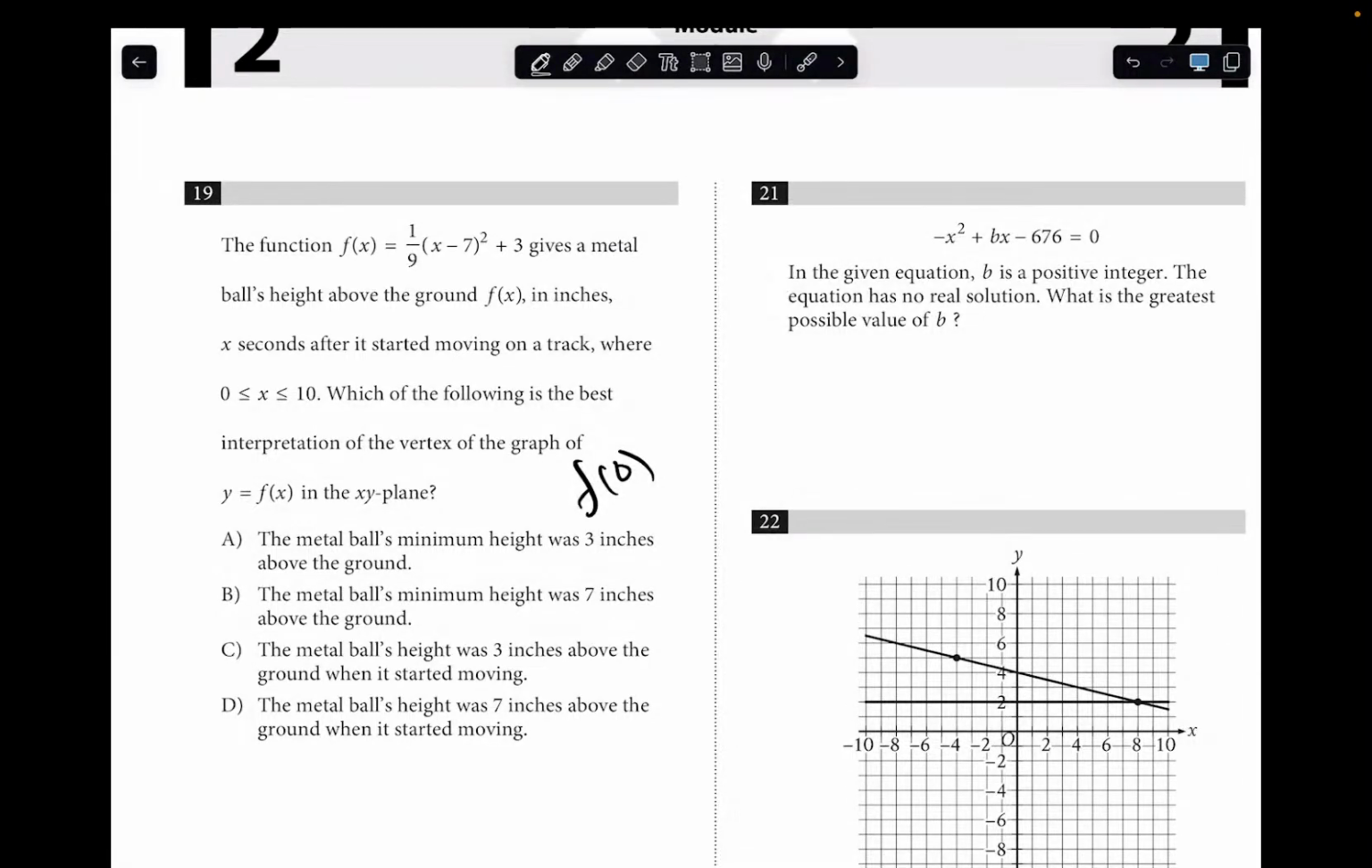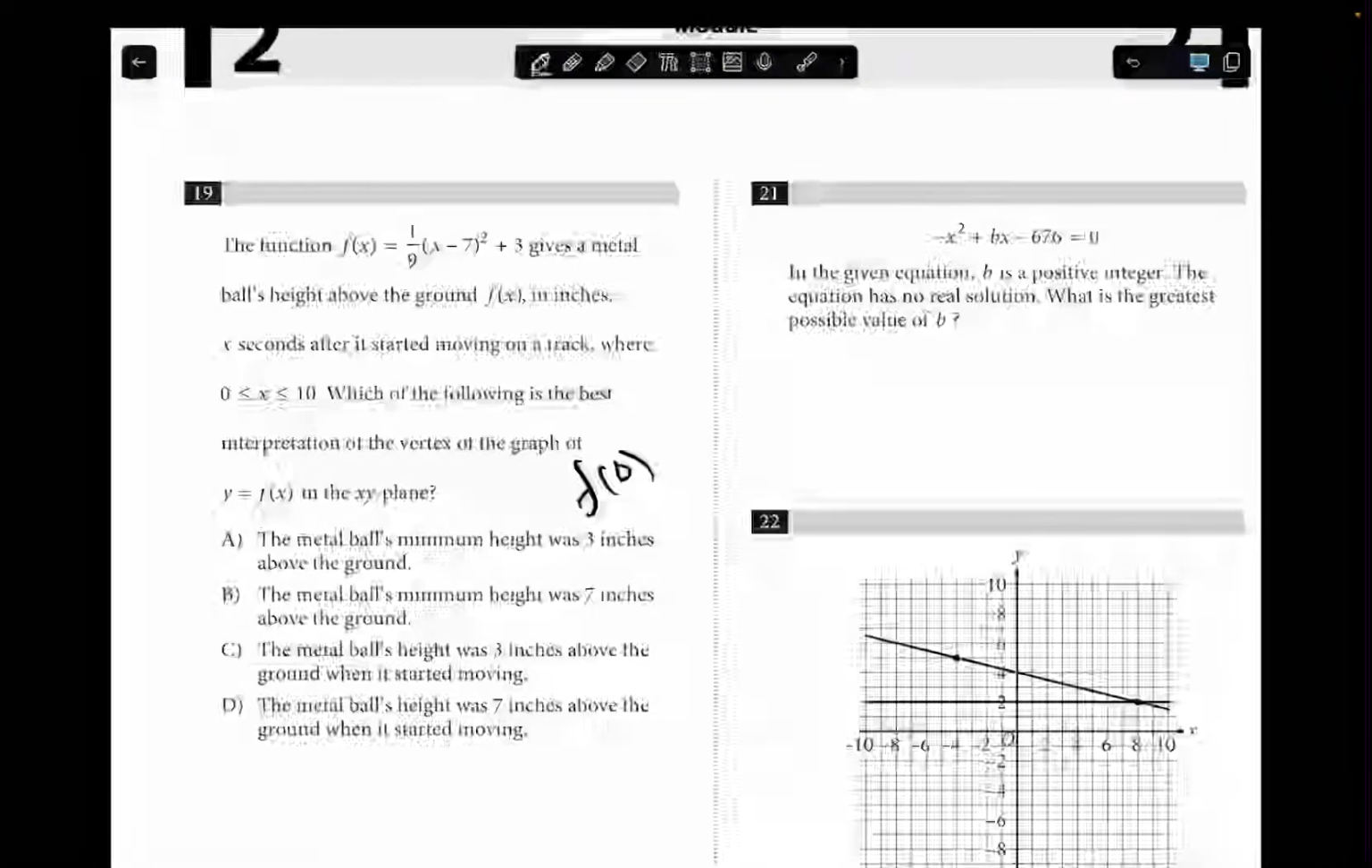So I would put it in my graphing calculator and then look at the vertex. It would be 3 inches, because say at 7 seconds, you get 7 minus 7 squared, which is 0 squared, which is 0, plus 3. So the minimum height is 3. It can never go below that, because if you have 6, you'll have negative 1 squared, which is 1. And if you have 8, it'll be the same thing. Got it.